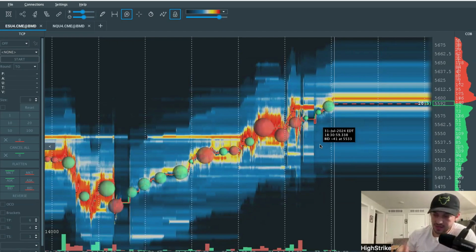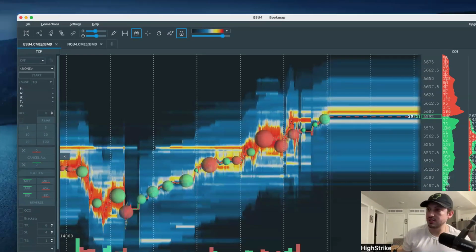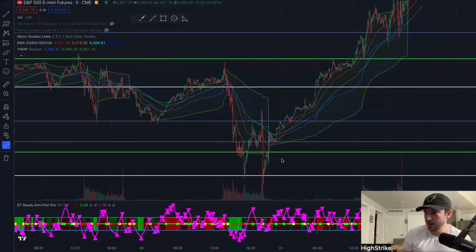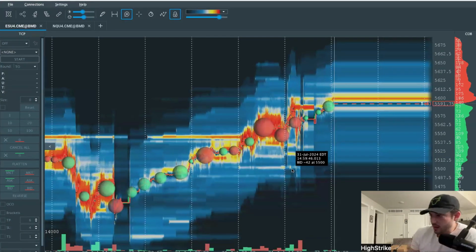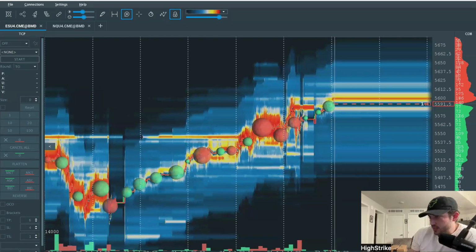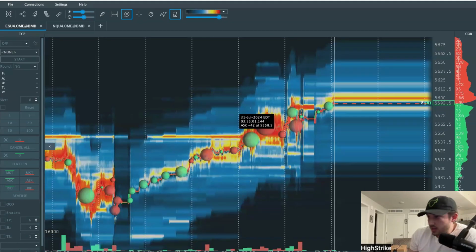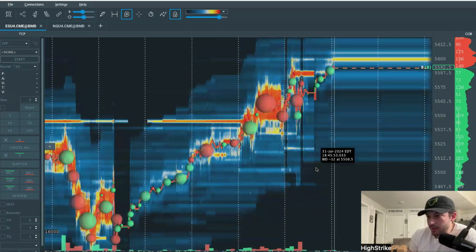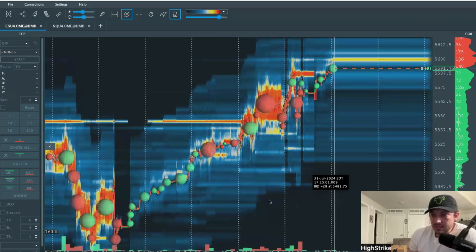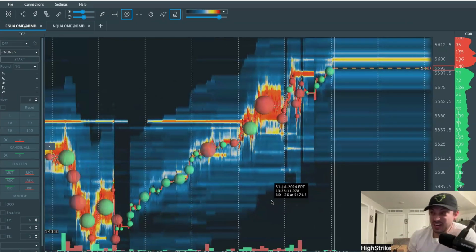But what was the level that I said we wanted to pay attention to? Let's just double check here. The level we wanted to pay attention to was 5460, right? Let's see if we can find that here. So 5460 is sitting, this is on ES. I can't go back that far. Yeah, this doesn't go back that far. This is the one thing that I don't like about this.